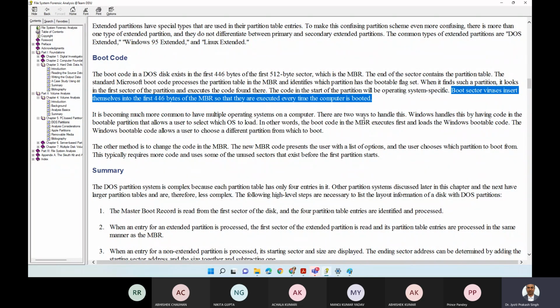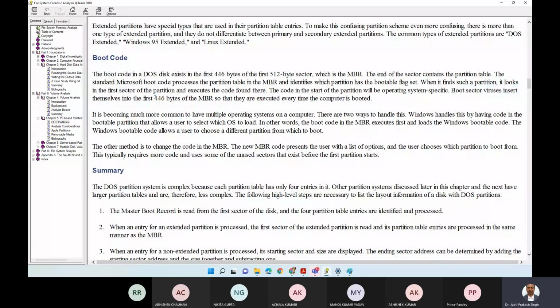If you want your malware to be on every time, to execute and take control, one way can be that they put their values into the boot sector directly. So if somehow they can get inserted into the first 446 bytes of the MBR, they will be executed every time the computer is booted up.